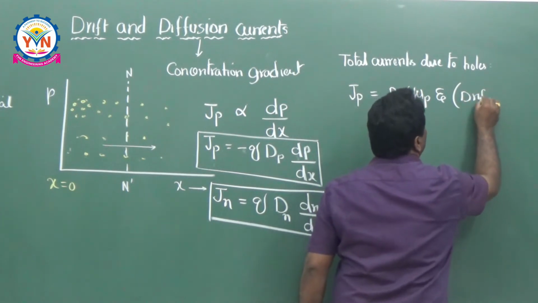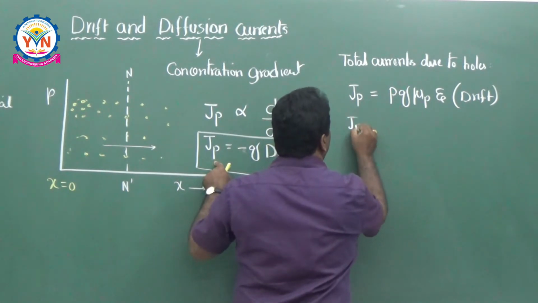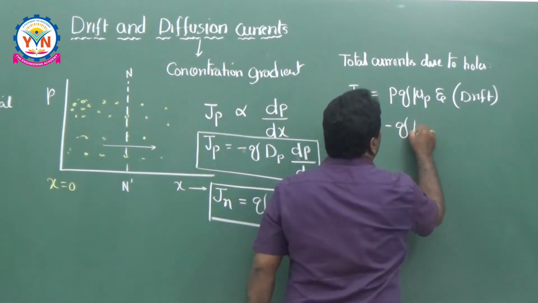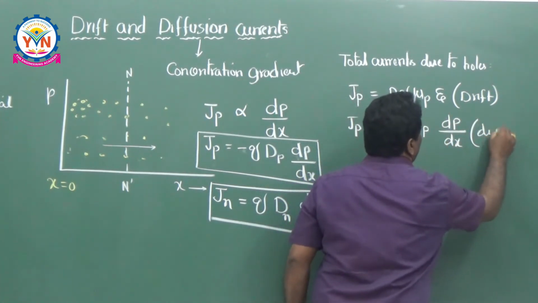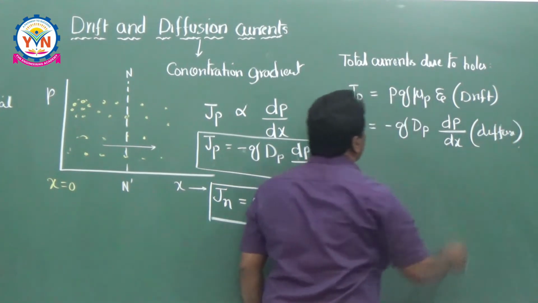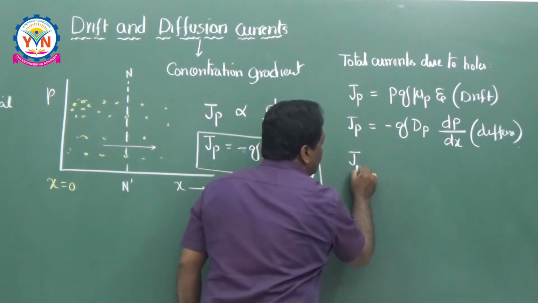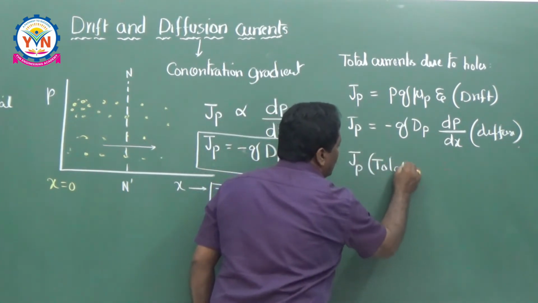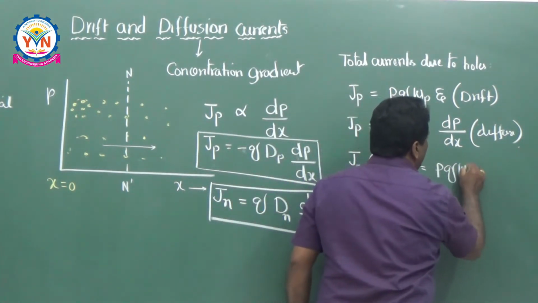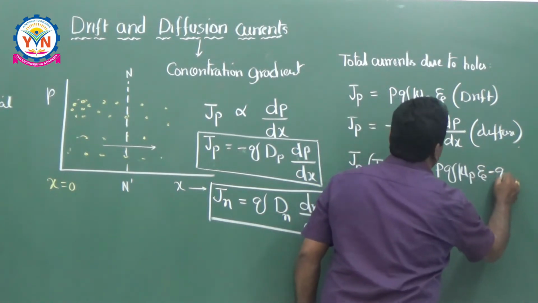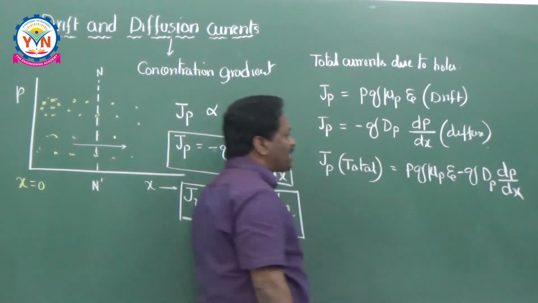This is drift. What is the diffusion current here? Just now I wrote it down: Jp equal to minus Q into dp by dx. This is the diffusion current. These two currents combined give you the total current. So, Jp total due to holes, what is the total current? Total current is equal to P Q mu P into Xi minus Q into dp by dx. Friends, no need to remember, just understand the concept.